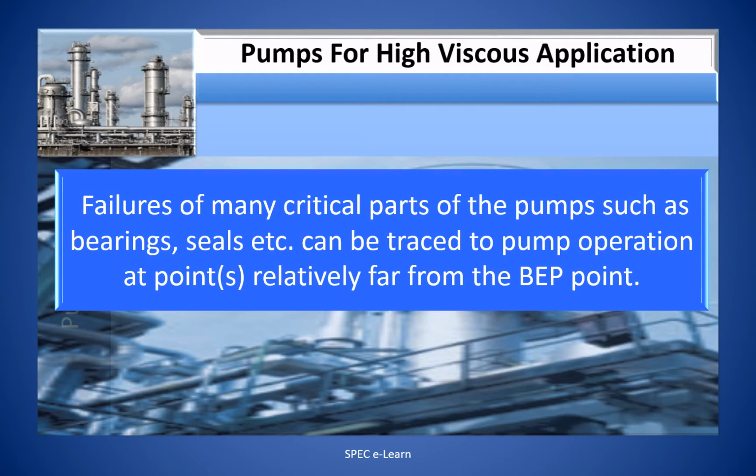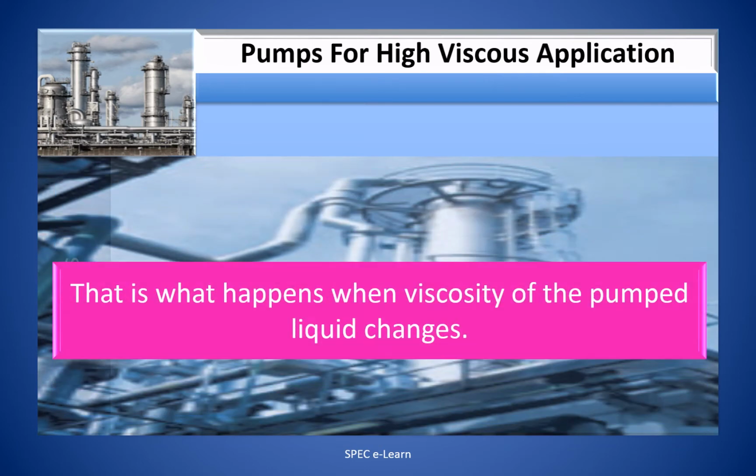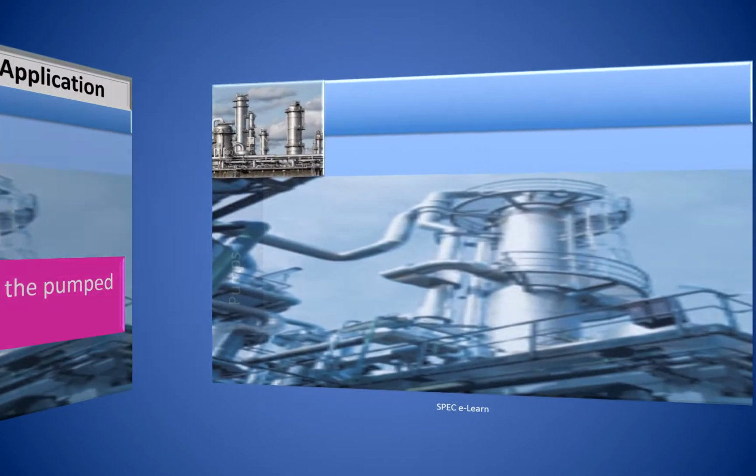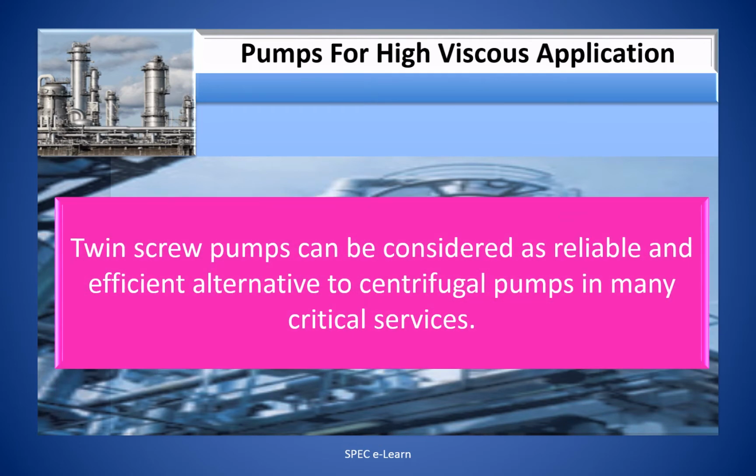Failures of many critical parts of the pumps such as bearings, seals, etc. can be traced to the pump operation at points relatively far away from the BEP point. The overall reliability of the pump goes down when operated outside the recommended operating limits. That is what happens when the viscosity of the pumped liquid changes. Centrifugal pump performance gets negatively impacted when handling high viscosity applications, particularly when the viscosity increases away from the design specifications. Twin screw pumps can be considered as a reliable and efficient alternative to centrifugal pumps in many critical services.